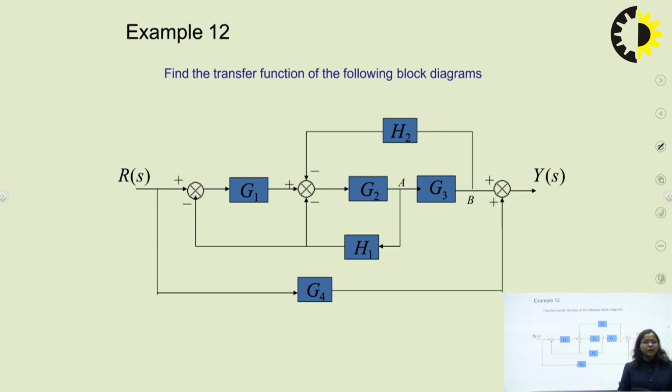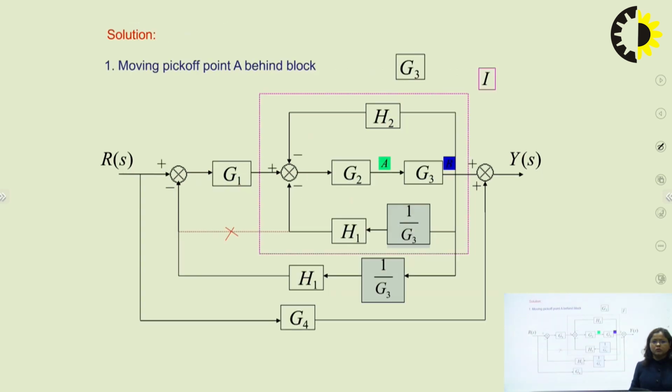As shown in the diagram, we can take this takeoff point ahead of block. Then the G2 and G3 will become in cascade. When we take this takeoff point ahead of block, it is divided by G3, then G2 G3, and then feedback H2. So G2 G3 upon 1 plus G2 G3 H2. So once we do it, it becomes in feedback, and this is divided by G3 as shown here.